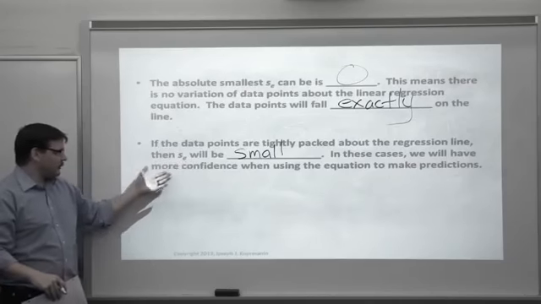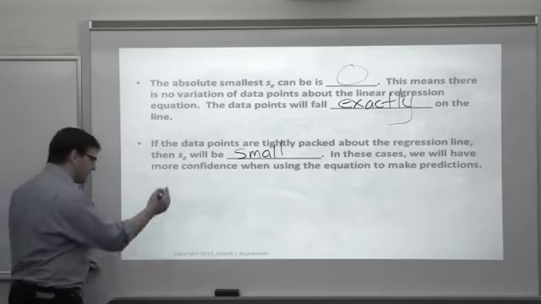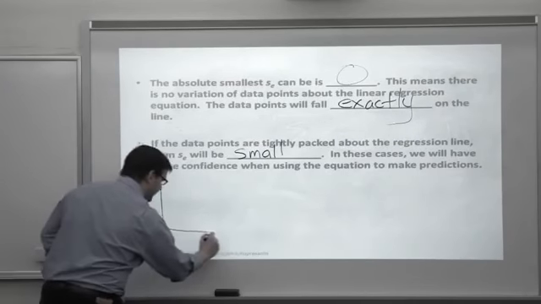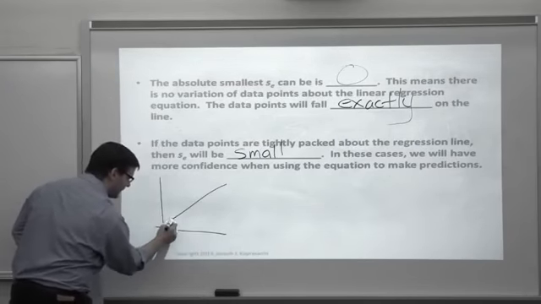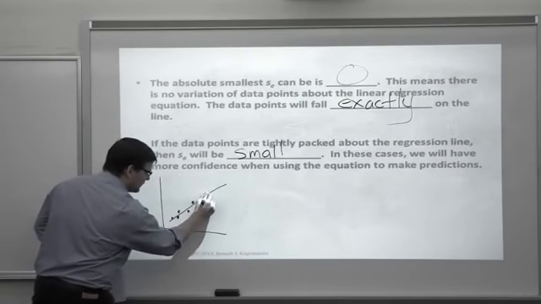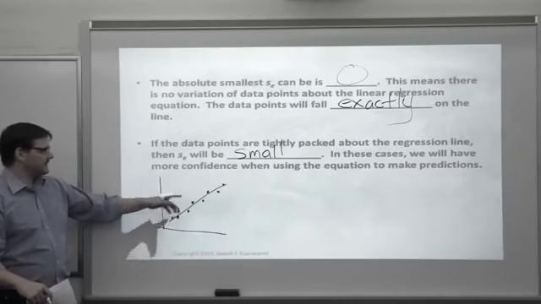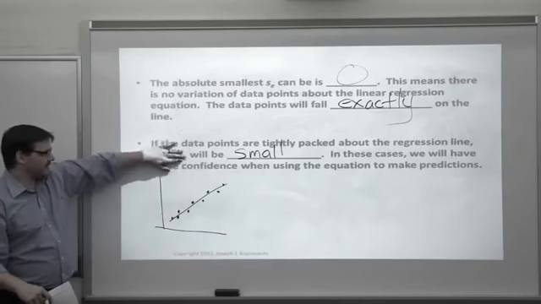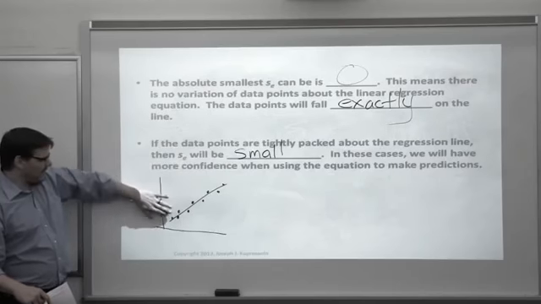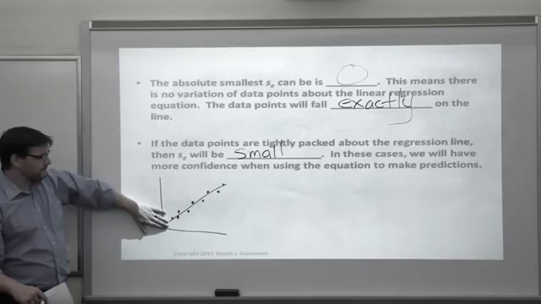When S sub e is small, we'll have more confidence when using our regression equation to make predictions. Quick example: if I just draw that regression line, here are my data points. Data points very close to the line, not a lot of variation, then S sub e will be small. We would have a lot of confidence using this regression equation for prediction.